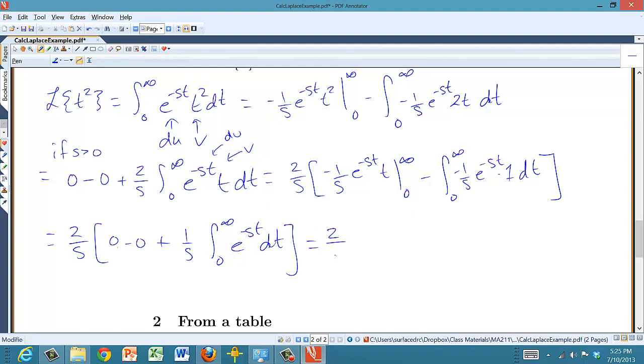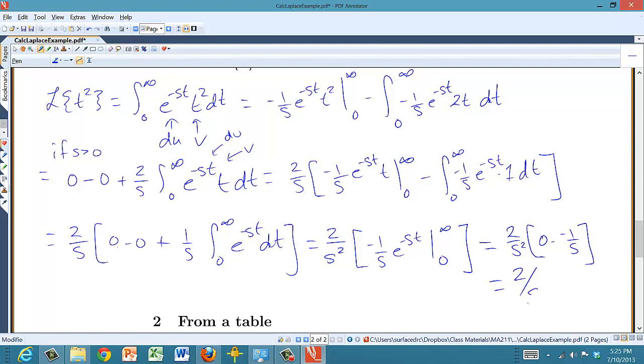So that's 2 over s squared times that integral, which is negative 1 over s e to the negative st, evaluated at 0 and infinity. And again, as long as s is positive, the limit as t goes to infinity will turn into 0. So that'll be a 2 over s squared times 0 minus, when I plug in t equals 0, I'll get a negative 1 over s. So that'll be 2 over s cubed. And that's the Laplace transform I'm looking for.